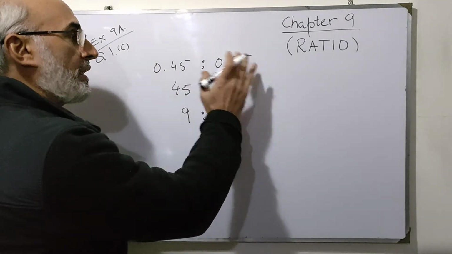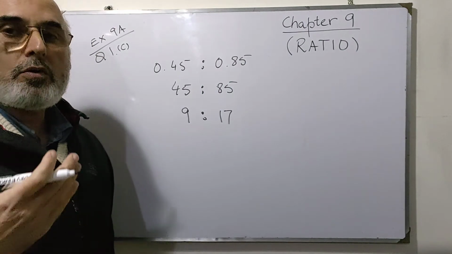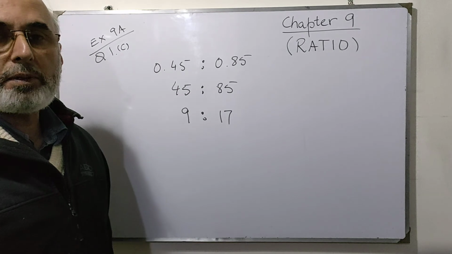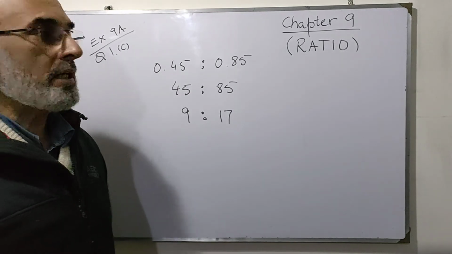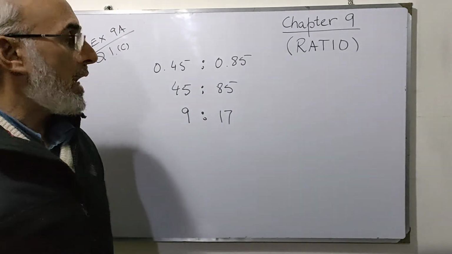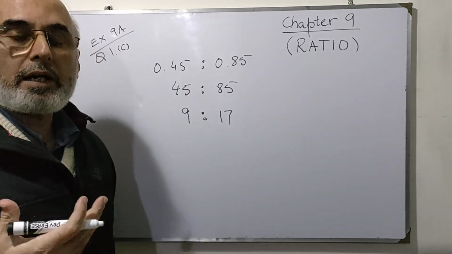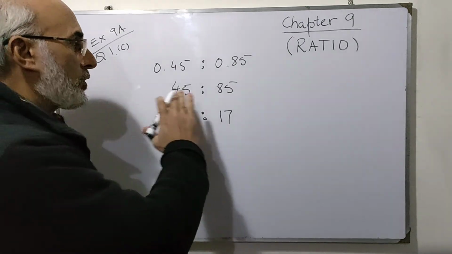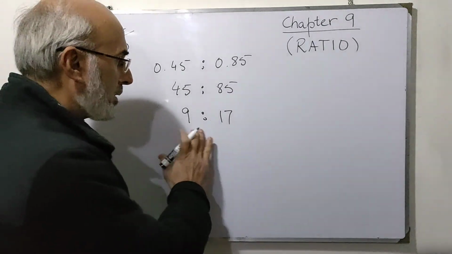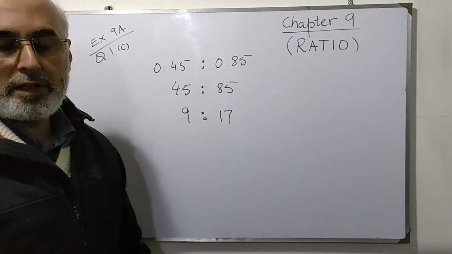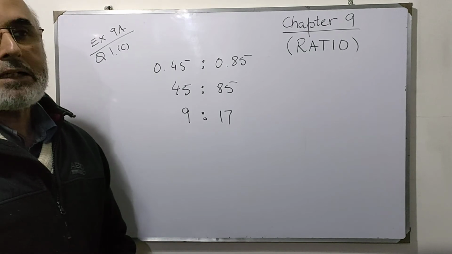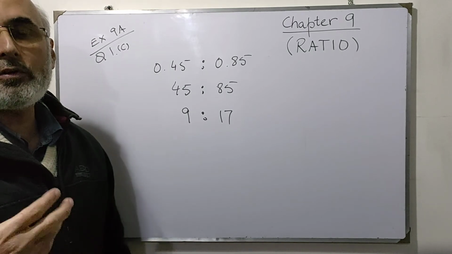So the first thing we did when we had decimal numbers was multiply with some whole number. We multiplied both sides with 100, so the decimal was removed and we have whole numbers here. Now to get the simplest form, 5 was the common factor, so dividing both sides by 5, we have the simplest form of the ratio. Up to now we are talking about how to deal with ratio and how to simplify it.